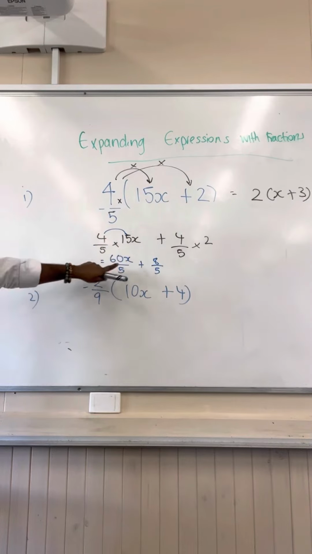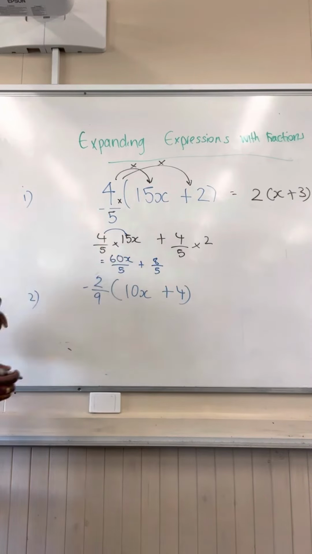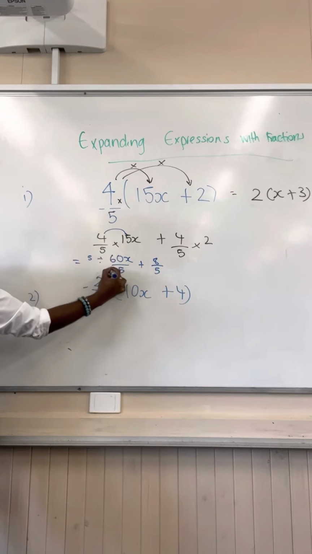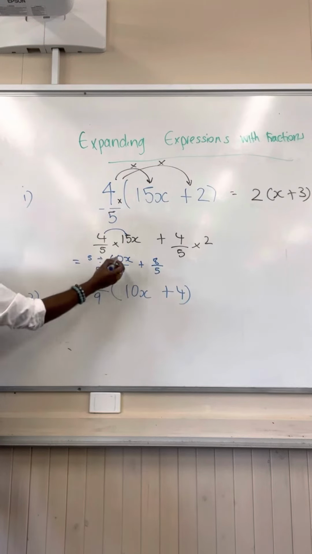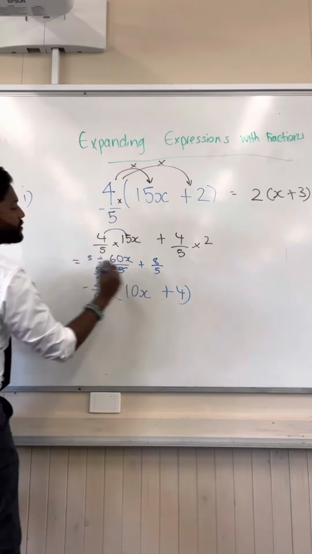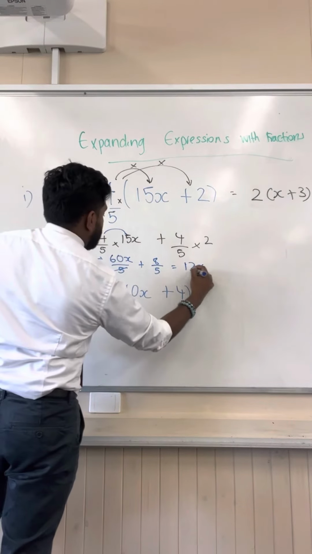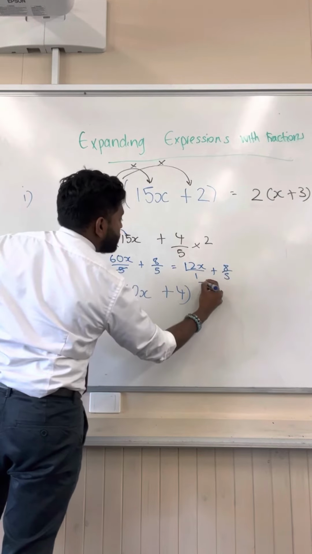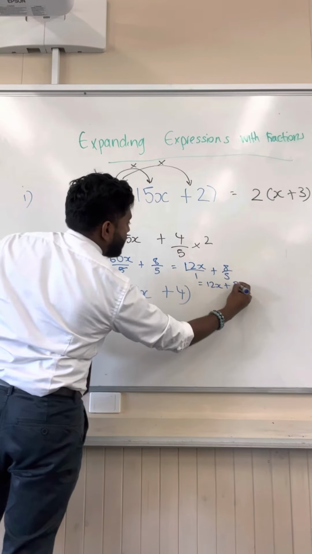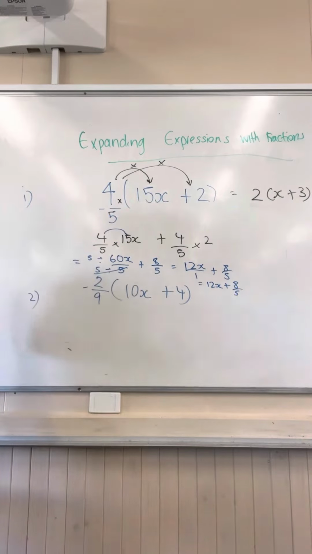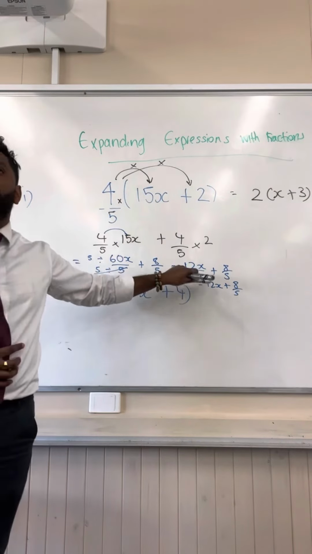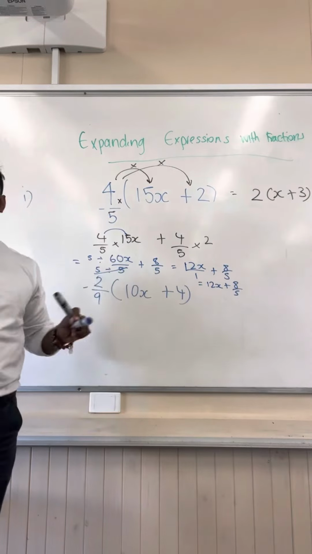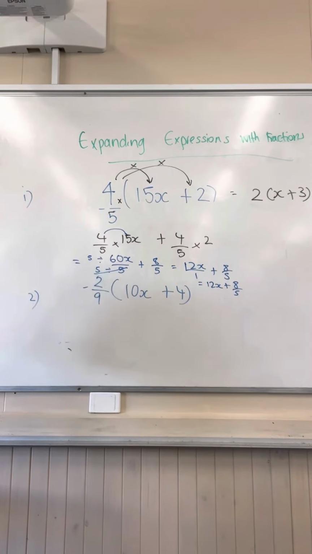Can you simplify 60x over 5? Yes, you can divide top and bottom by 5. 12. Yep, well done. Which is 12x over 1 plus 8 over 5, which is 12x plus 8 over 5. Yeah, but we don't write 1. Year 10s, you don't write 1. It's going to be 12x plus 8 over 5.